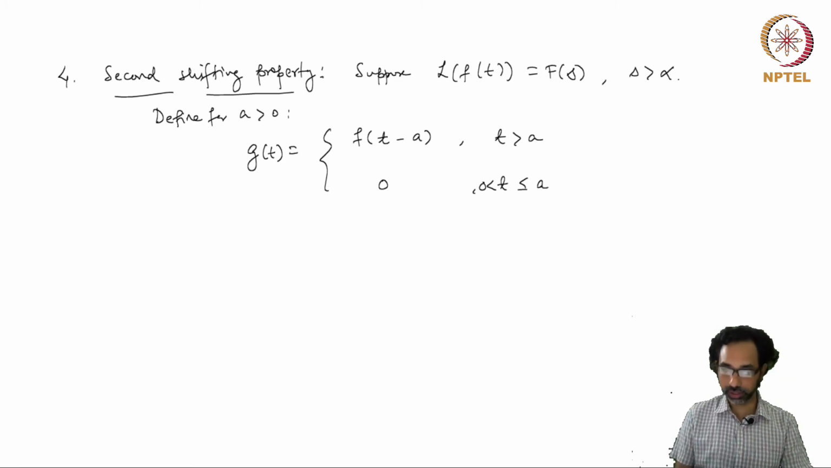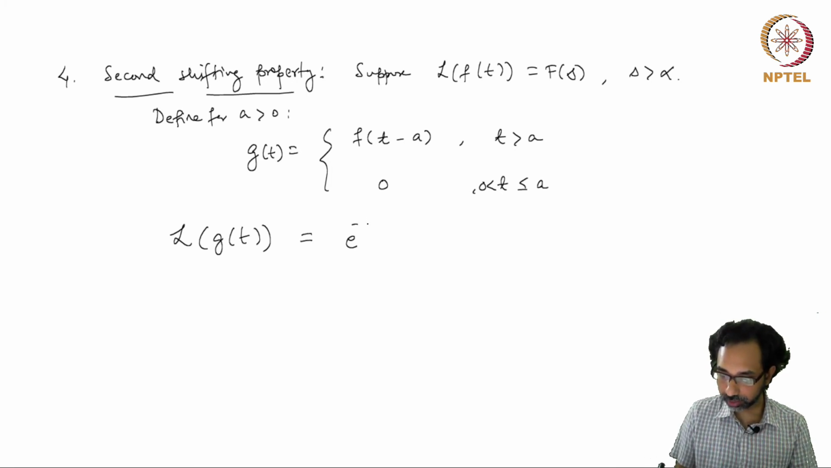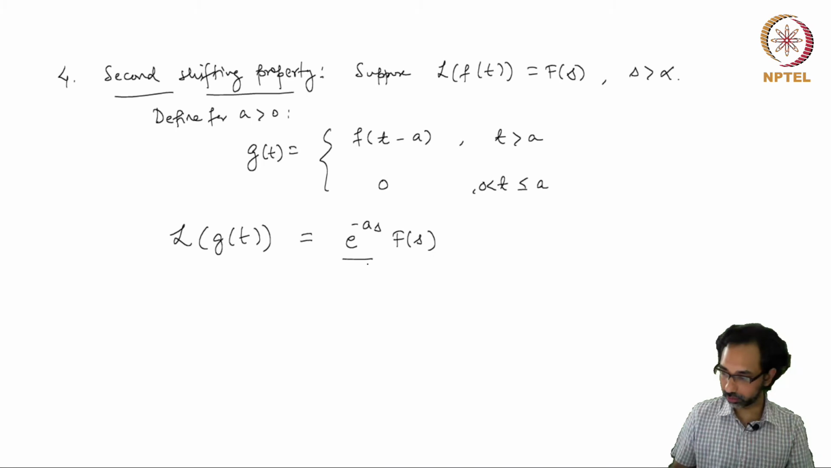So we have defined this new function g(t). The second shifting property says that the Laplace transform of g(t) is given by e^(-as) F(s). So we see that in the first shifting property, the multiplication is by e^(ct) on the left of the Laplace transform, but in the second shifting property the multiplication is by e^(-as) on the right hand side of the Laplace transform.